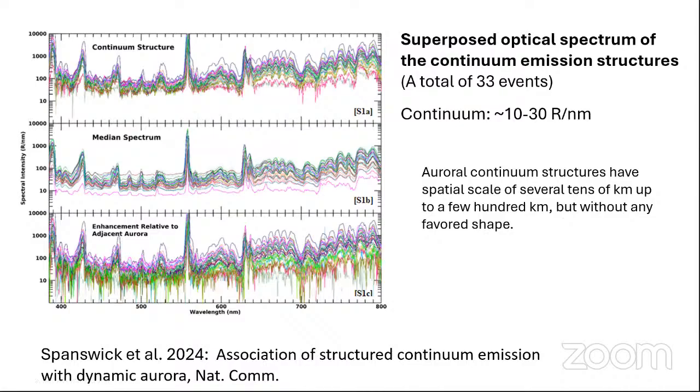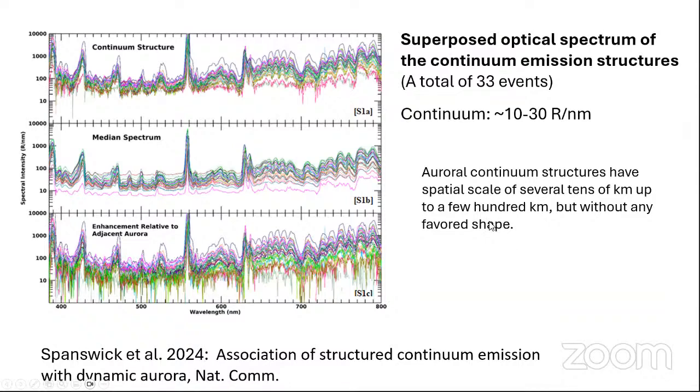Here I show the superimposed optical spectrum of the continuum emission structures. I'm not going to go into many technical details. You may find all these details in the paper. Just to quickly mention that those continuum emission structures are always found to be embedded in or immediately adjacent to bright auroras. Based on the subtracted spectrum, meaning that the continuum spectrum is subtracted from the aurora spectrum, the continuum emission itself typically has a strength of about 10 to 30 Rayleighs per nanometer. So this is the strength of the continuum structure.